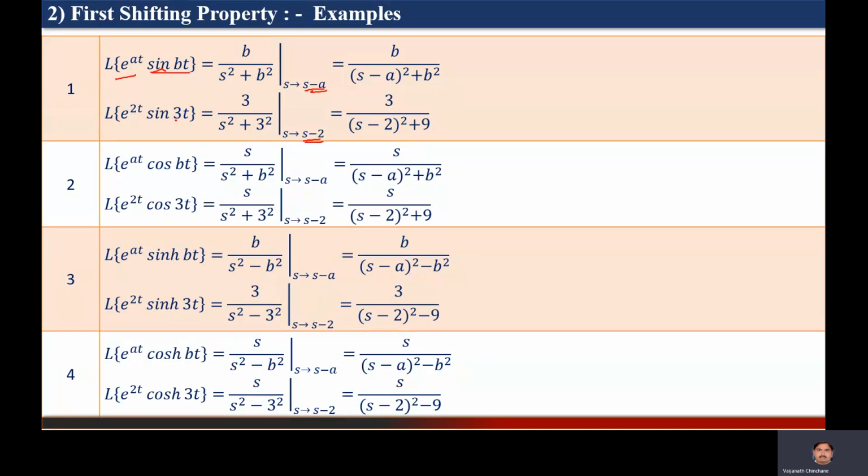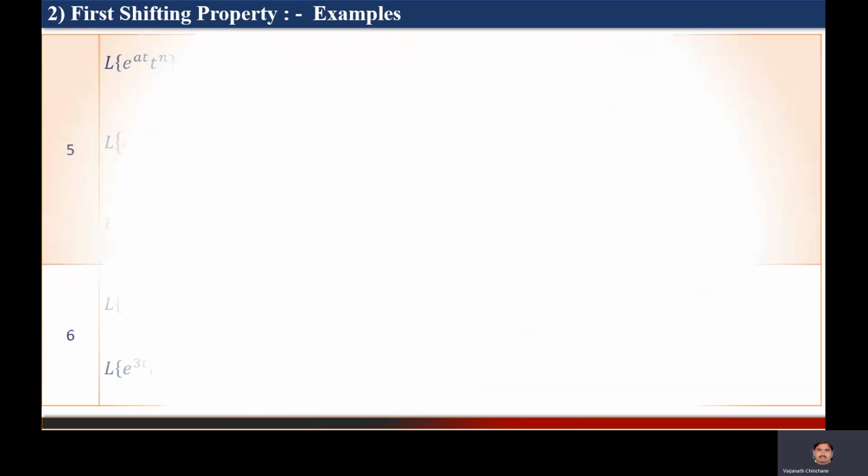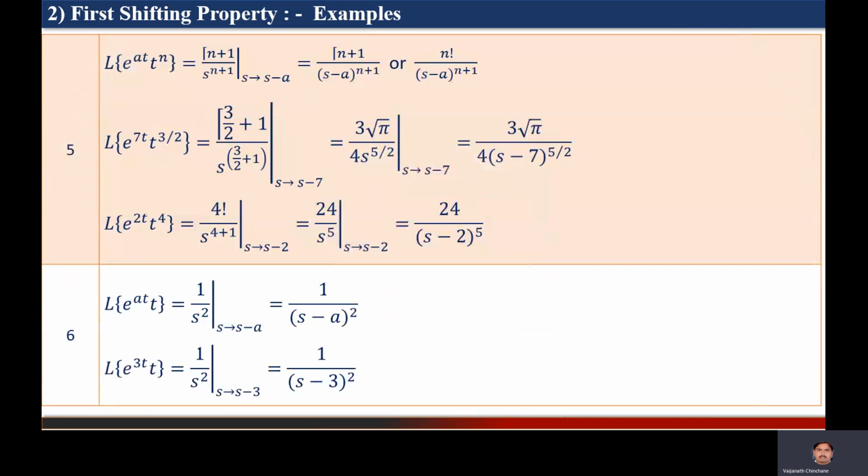So first of all, write the Laplace of sin 3t is 3 upon s square plus 9, in which s should be replaced by s minus 2. If you multiply by cos 3t, this is s replaced by s minus 2. Similarly, in this way we multiply all this and we get the answer. Also, there are some more standard formulae obtained by using the first shifting theorem.